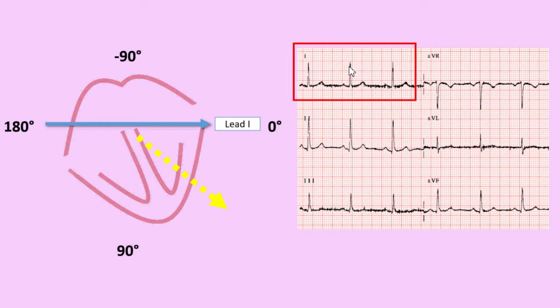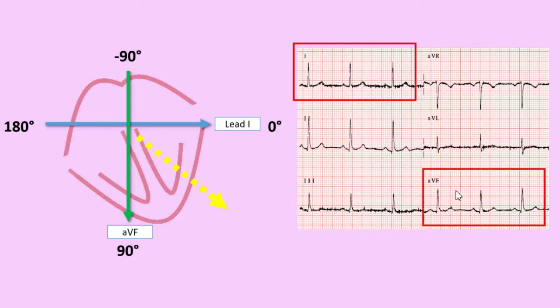The second lead we want to look at is AVF, which if we recall is perpendicular to lead 1 and is found here on our EKG printout. Similarly, since we have this net depolarization moving along our AVF lead towards our AVF electrode, we have again a positive QRS complex in that lead. So this narrows down our cardiac axis to this quadrant here between 0 and 90 degrees.